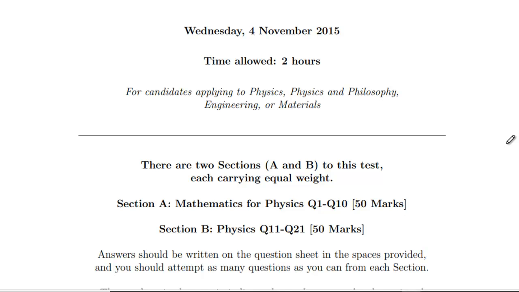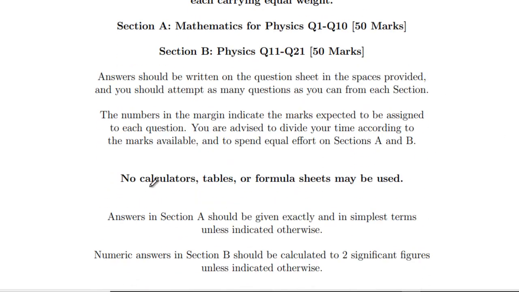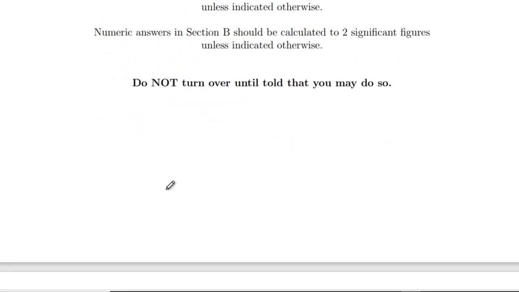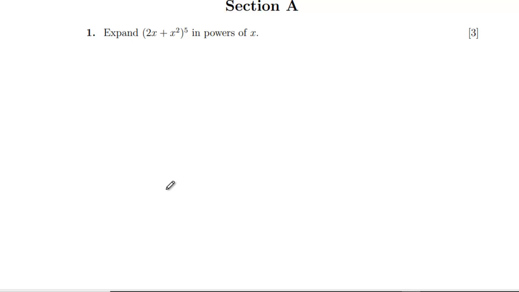Hello, here we are with a 2015 Oxford PAT. It looks like we've got the same setup again. Maths first, physics second, no calculators. Yep, everything's the same, nothing's changed at all from previous years. Right, kicking off with the maths then.